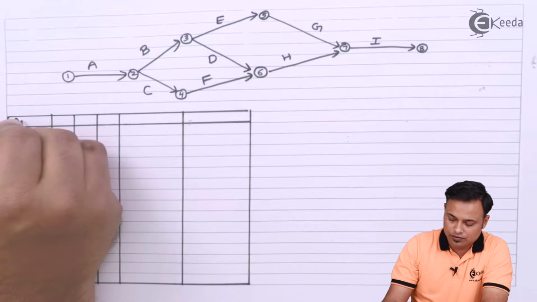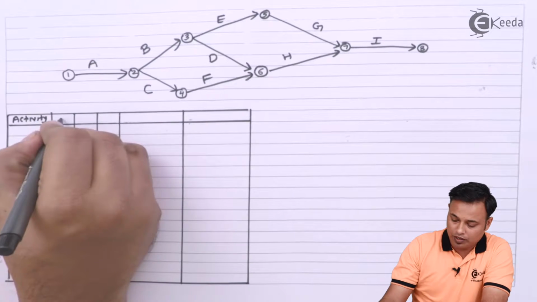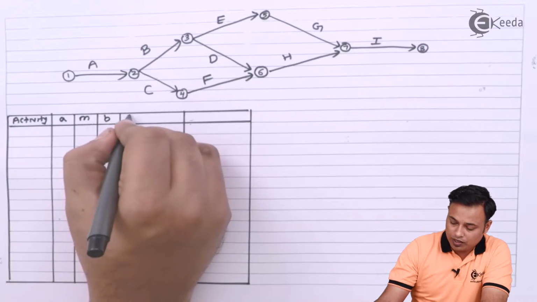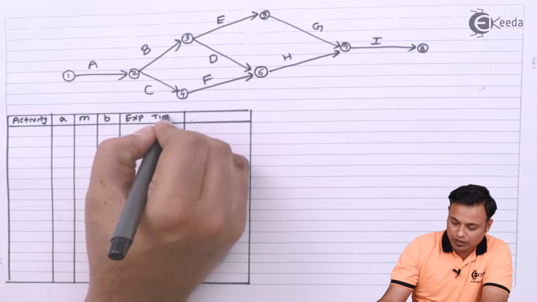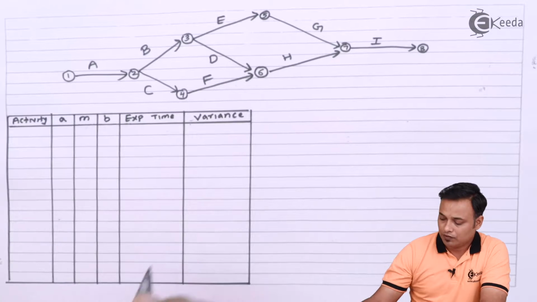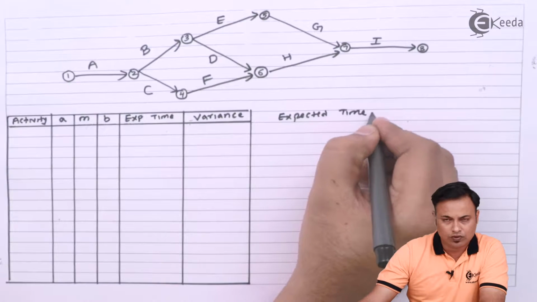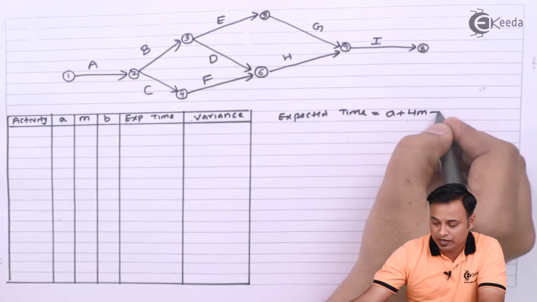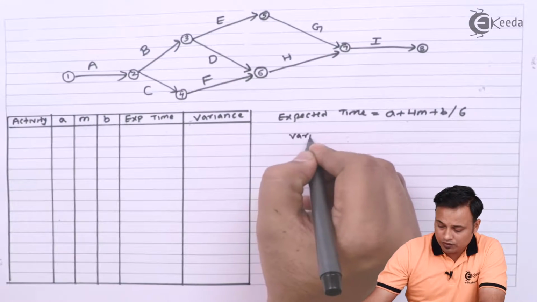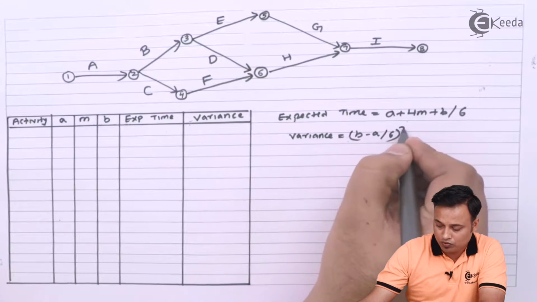So these are my activities. This is our optimistic time a, pessimistic time b and most likely time m. This is our expected time TE and this is my variance. That's it. For expected time we have got the formula. Even though we know the formula, it is supposed to be written every time while solving the problem in the exam solution. And for variance we have got the formula (b minus a) upon 6 the whole square.